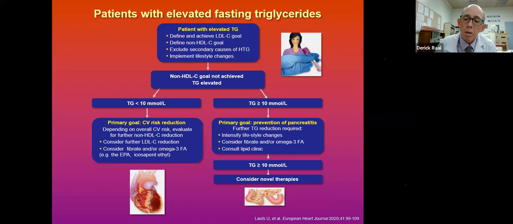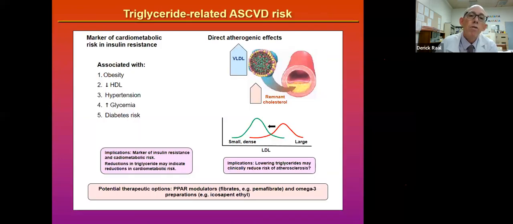So in patients with mildly elevated triglycerides, first-line therapy is still a statin, because that does reduce triglycerides as well as cholesterol. So this just shows the atherogenic risk of triglyceride-rich particles. They tend to be small and dense, and we classically see this in patients with the metabolic syndrome or type 2 diabetes. First-line therapy, as mentioned, is always a statin to try and get them to target.